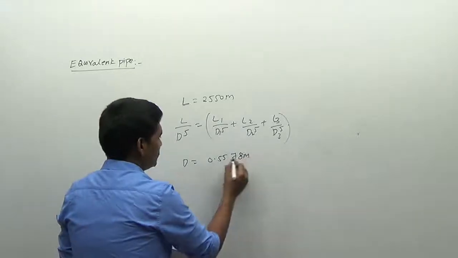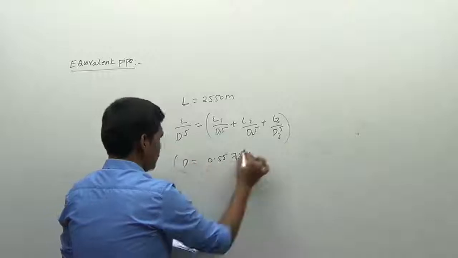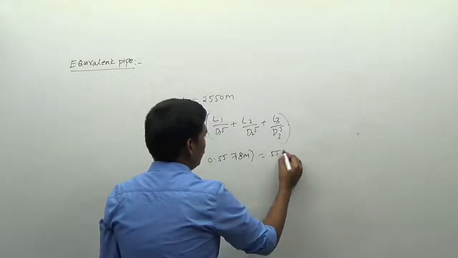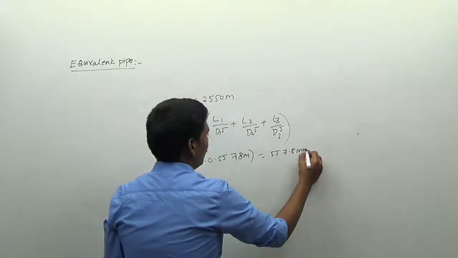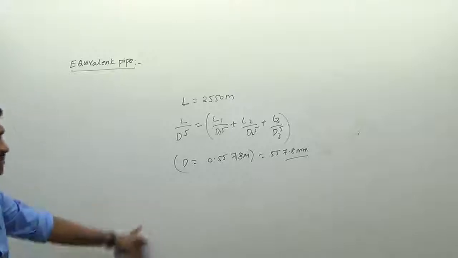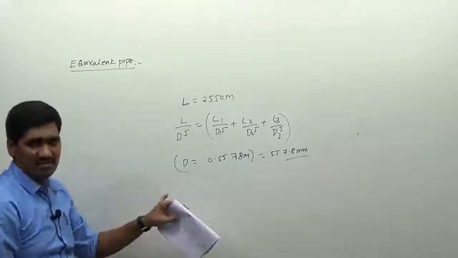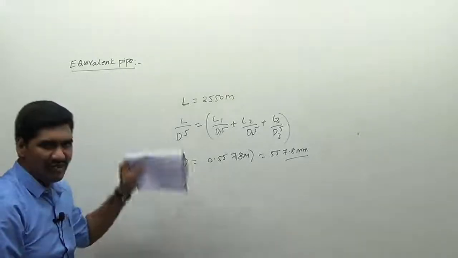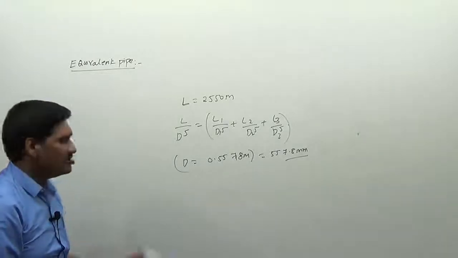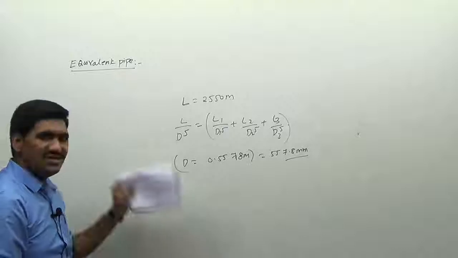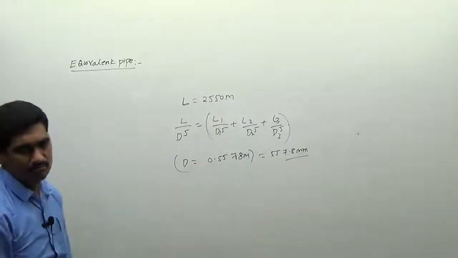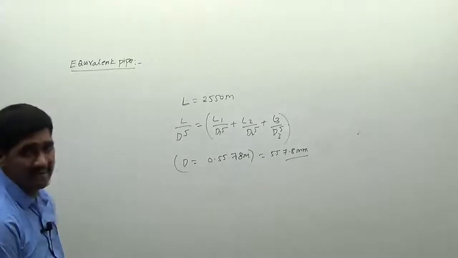After substituting, the value will be equal to 0.5578 meters. That is the diameter. If you convert into mm, you will get 557.8 mm. It is the diameter of the equivalent pipe that we have to maintain in order to produce the same discharge or the same loss of head which is produced by the compound pipe or the pipes in series. There is a concept regarding equivalent pipe here.